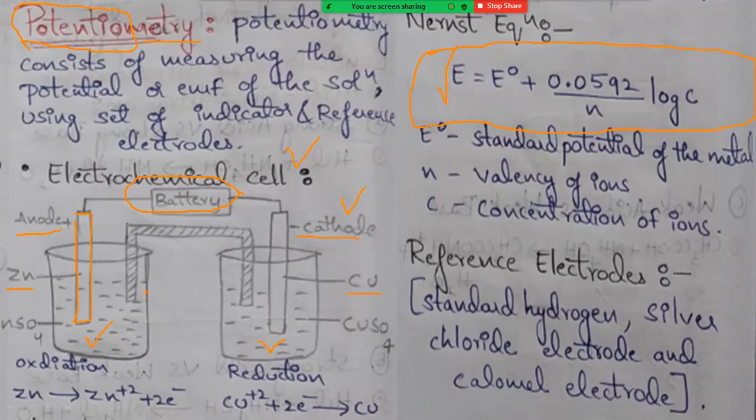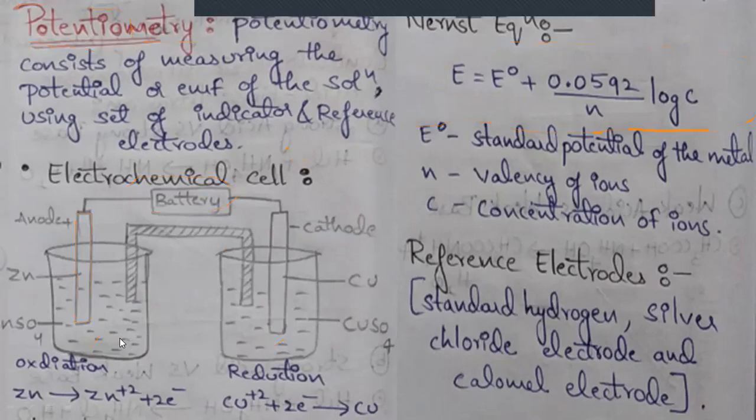And here there is a salt bridge also, which will be balancing the ions between these two containers, right? So what is happening here in this electrochemical cell? In this electrochemical cell, oxidation and reduction will be taking place. Okay, so this is oxidation here, in this container.